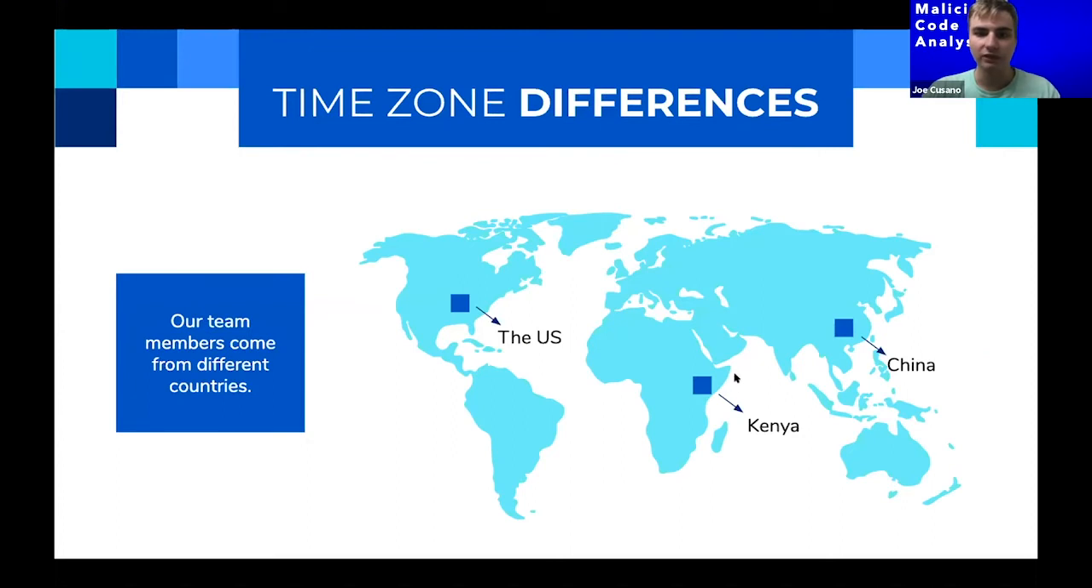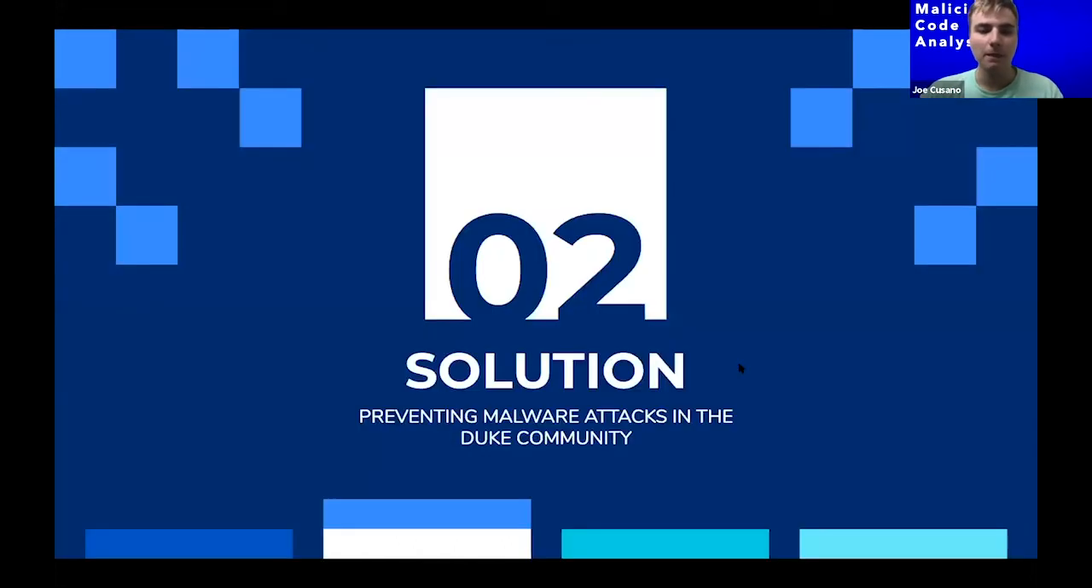And this is just a little image of the different time zones we're in. So we have people in the US, we have one in Kenya, and we have one in China. So we're all across the world here. Okay, and then next, Flora is going to talk about our solution.